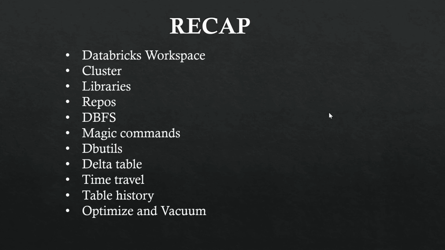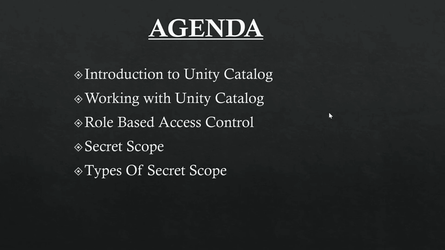Basically, we will be covering one major topic, that is Unity Catalog. What exactly is the Unity Catalog that Databricks provides, and how we can work with it. What is the role-based access control that Databricks provides? Then we will jump into the secret scope. What exactly is a secret scope? How you can create the secret scope, how you can create your secrets, and what are the types of secret scope. So in today's agenda, these are the three topics that we will be concentrating on, and we'll do a hands-on on basically the Unity Catalog and the secret scope.